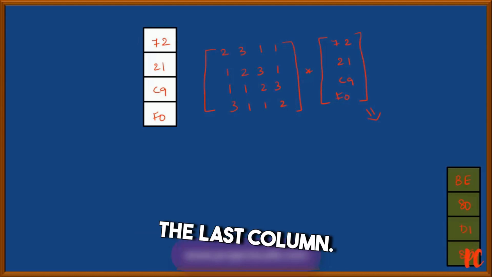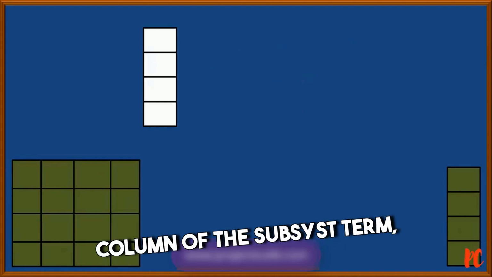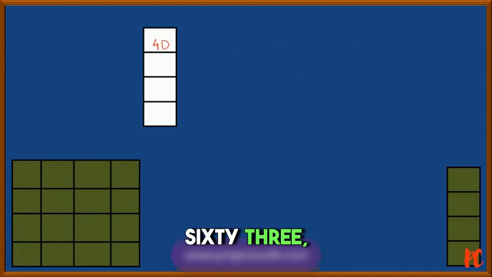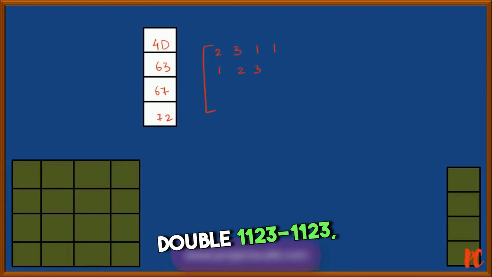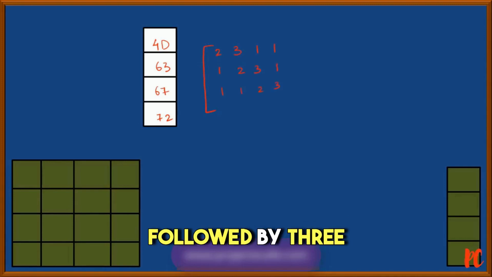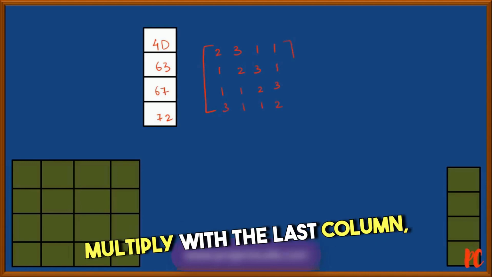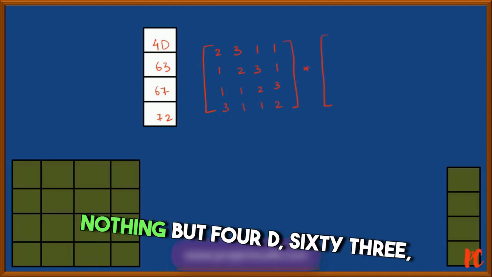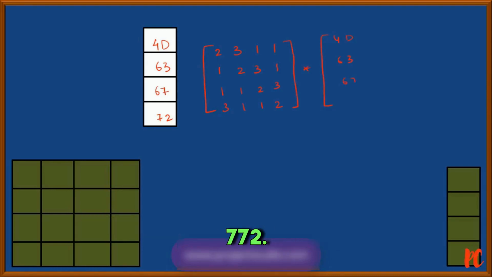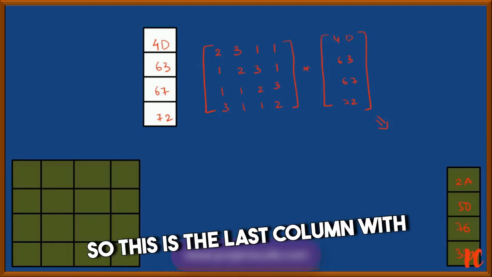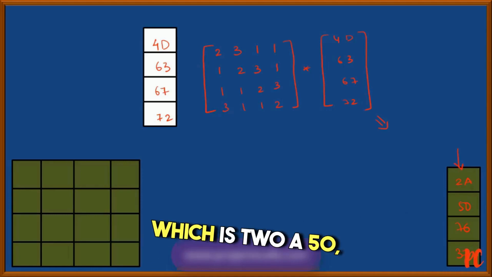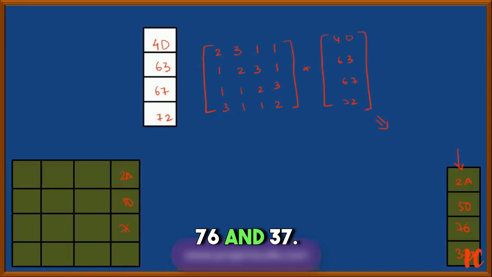Again, finally coming to the last column of the subbyte, which is 4D, 63, 67, 72. The predefined matrix is 2, 3, 1, 1, 1, 2, 3, 1, 1, 1, 2, 3 followed by 3, 1, 1, 2, which I multiply with the last column, 4D, 63, 67, 72. The result of this would be 2A, 50, 76 followed by 37. So this is the last column with respect to the round 1 key, which is 2A, 50, 76 and 37.